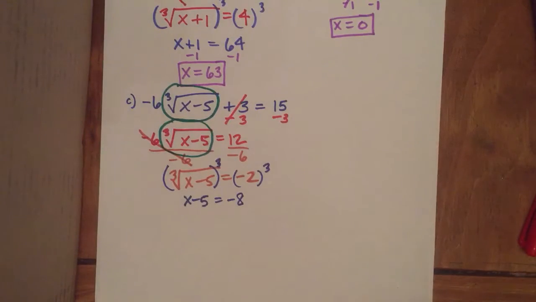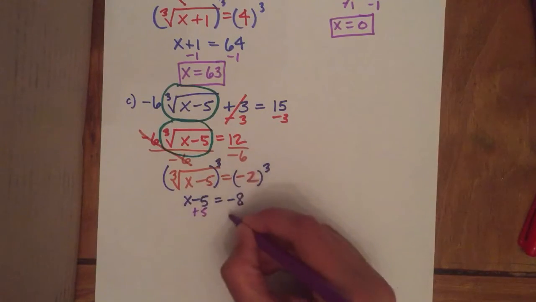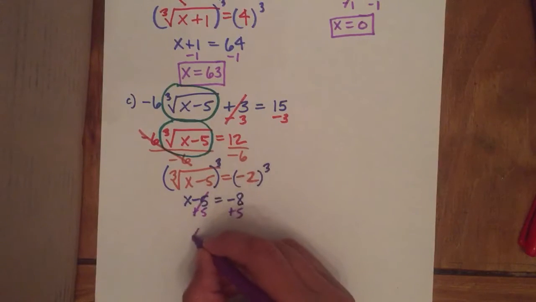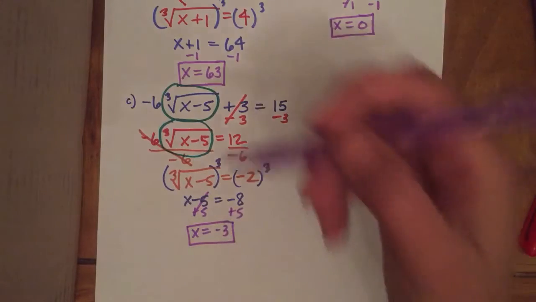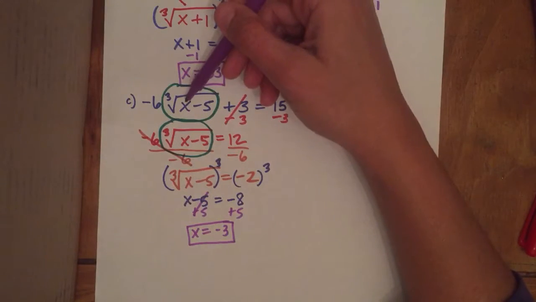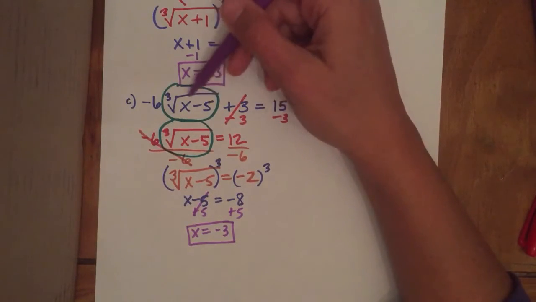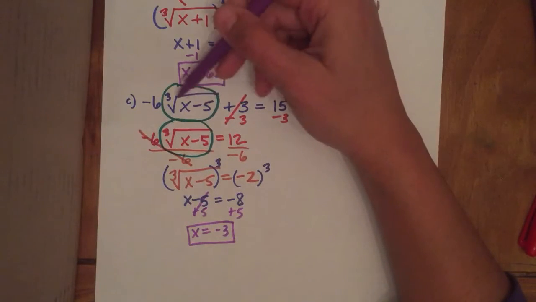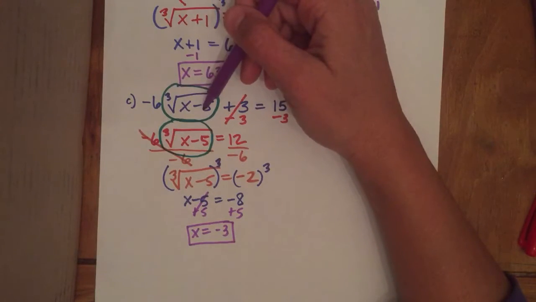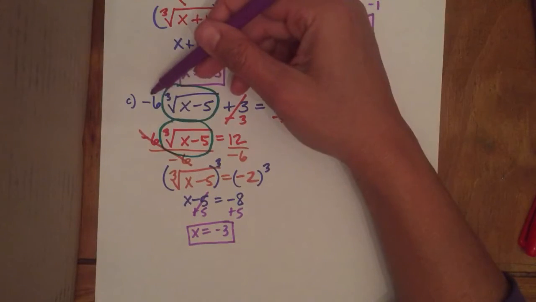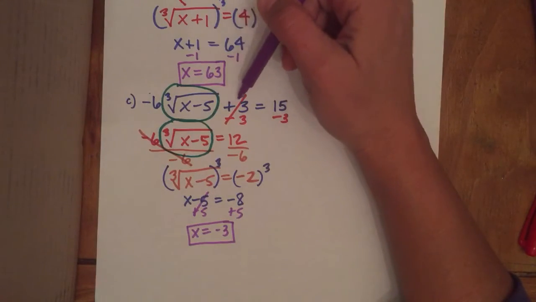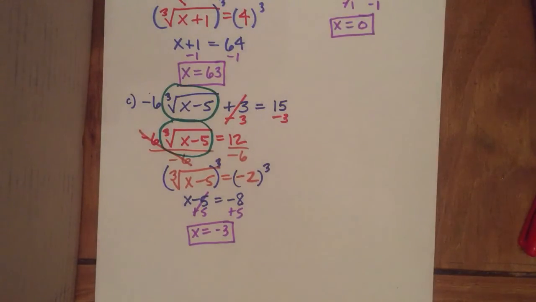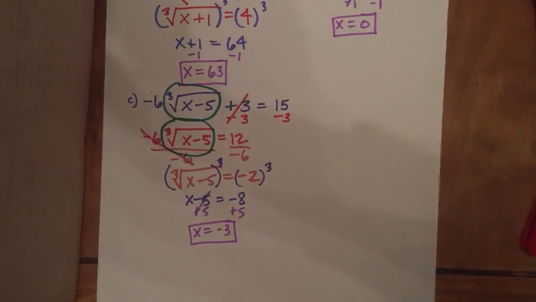My last step, of course, is going to be to solve for x. So I'm going to add 5 to both sides. So x equals negative 3. If I were to take the negative 3 and plug it back in, negative 3 minus 5 would give me negative 8 underneath here. The cube root of negative 8 is negative 2. So that would be negative 6 times negative 2, which is positive 12, plus 3, which is 15. So it checks out. And that's how you solve for x when you're given a cube root function.